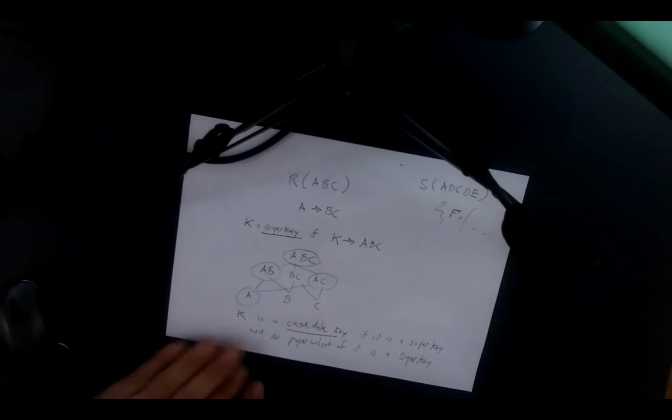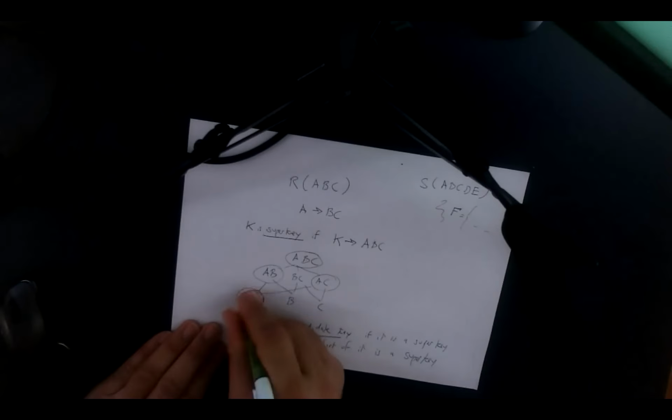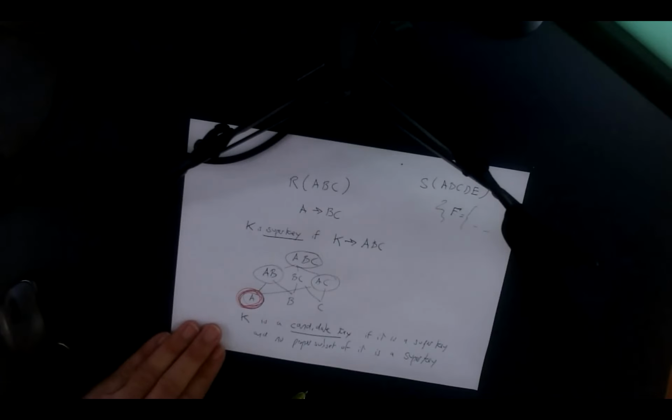Okay, so what is the candidate? Is BC a candidate key? It's a superkey, but there is a proper subset of it, namely A, which is also a superkey. Okay, so the only candidate key here is this A. I hope that makes sense to people.